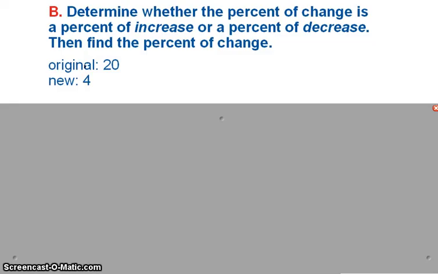Let's look at another example. Our original number is 20. Our new number is 4. So think of it again in terms of money. Let's say something's on sale. The original price was 20. The new price, it's on sale for $4. We want to know what is the percent of change. Well, first of all, this is going to be a decrease, right? 20 to 4, we're decreasing the number. So it's going to be a percent decrease.